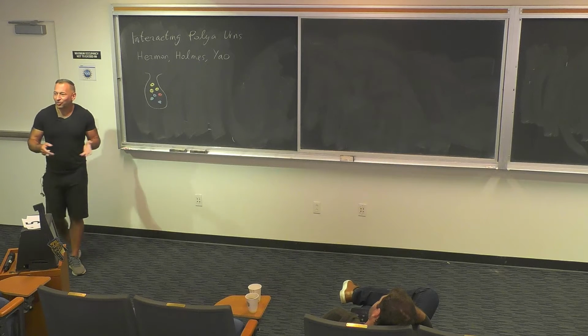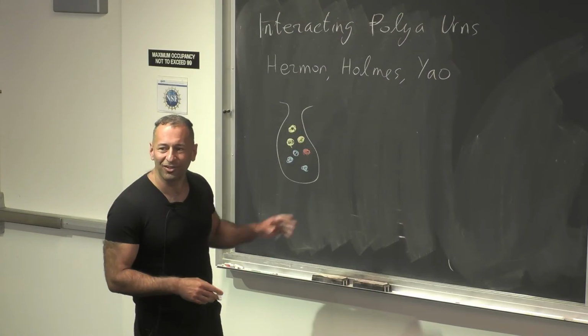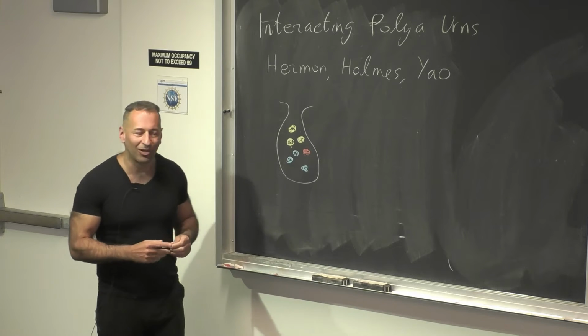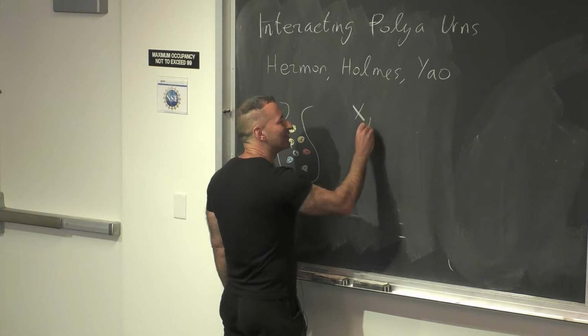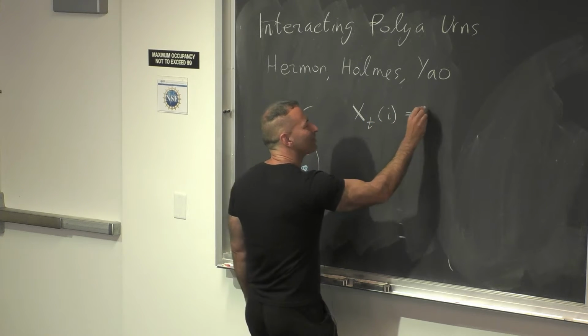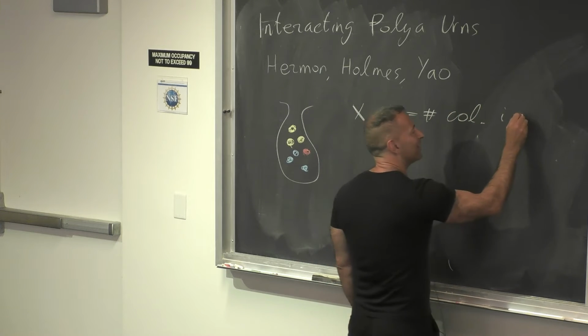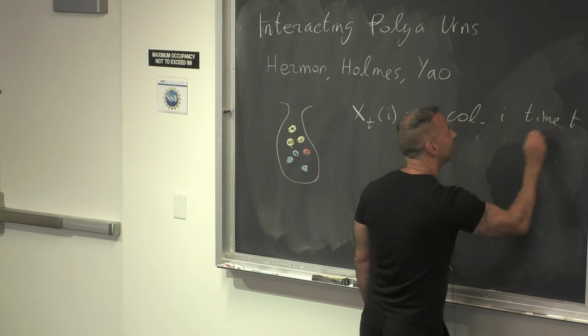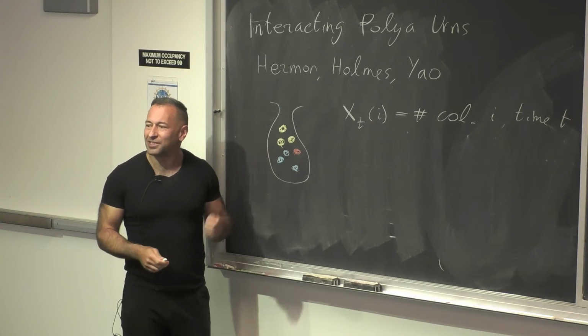And we want to understand what happens. This shows up in a large number of situations, a large number of processes that you model end up being related to this Polya urn. So let's suppose that x_t(i) is the number of balls of color i at time t. And the question is, what happens to this asymptotically?